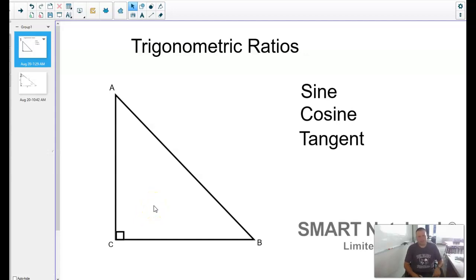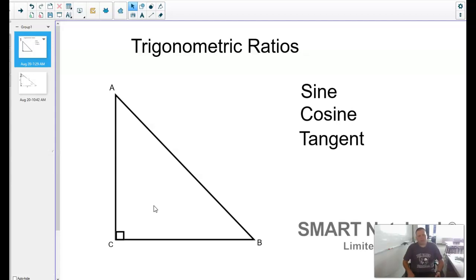All right, so we're looking at some trigonometric ratios today. We talked about right triangles and identifying sides in the previous video, and it's important that you know what the opposite side is, the adjacent side, and the hypotenuse. If you don't remember that, you might want to go back and make sure you do, okay?